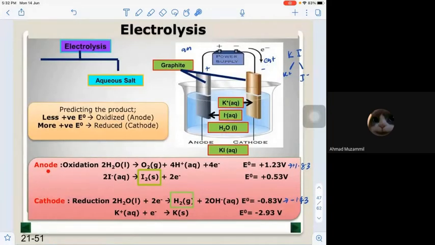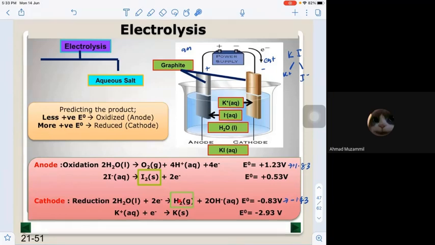So we will never have bubbles of oxygen here, because it is about the competition, only one will win, which is the iodine. Why is iodine the one that is produced instead of oxygen? Because of the E0 that is less positive. This is the rule that I said just now: less positive or more negative means that they will be easier to be oxidized. And then at the cathode, we also have only one product, which is the H2 gas.